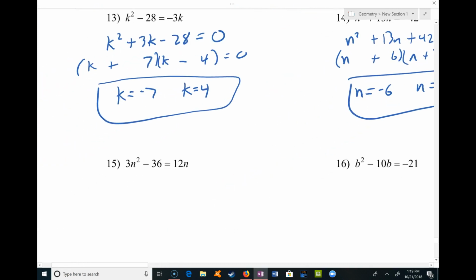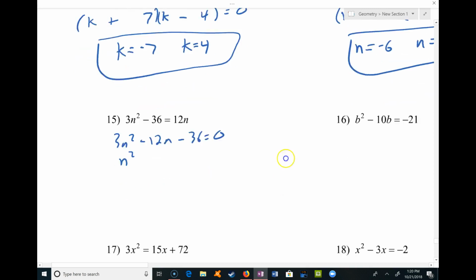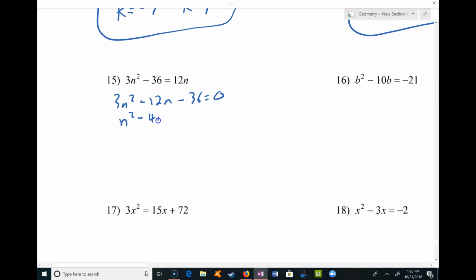And these are all factorable. It's nice. 3n squared plus, nope, minus 12n, because I need to move the 12n over, minus 36 equals 0. And I notice I can divide everything by 3, so I'll do that. n squared minus 4n minus 12 is equal to 0.